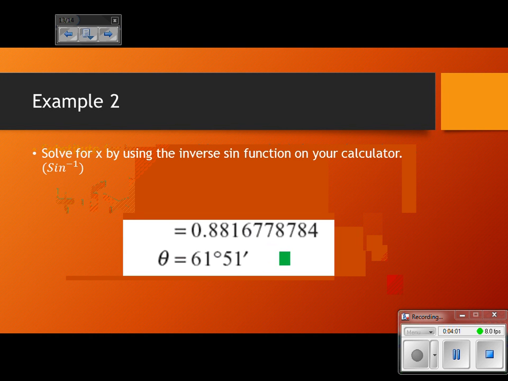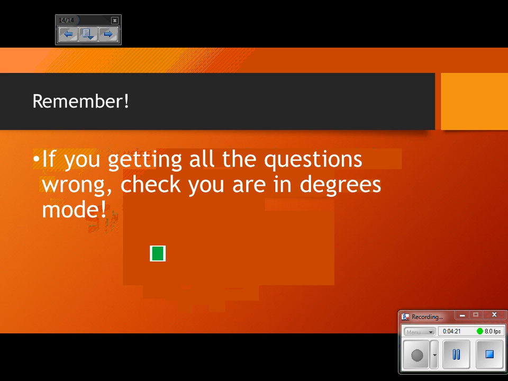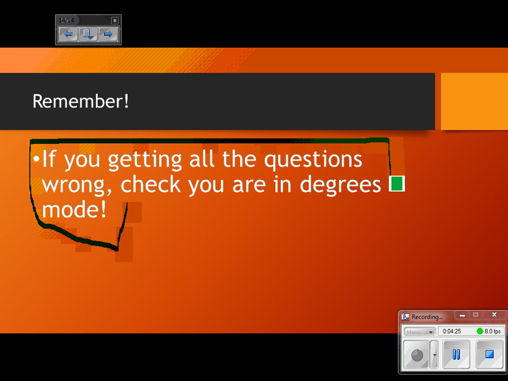There we go. I should have written sine inverse of theta equals that. And then we do sine inverse to work out the answer. And as always, if you get all the questions wrong, check your calculators are in degrees mode.